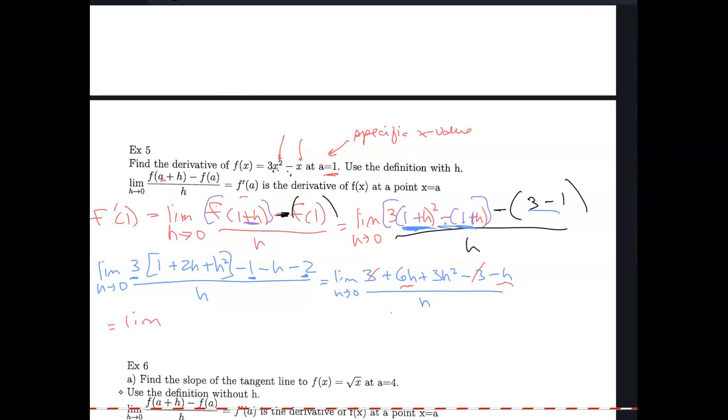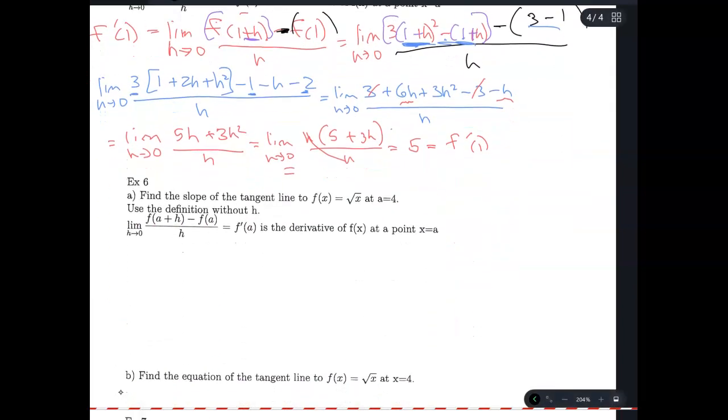So let's do that. Limit as h goes to 0. So I get 5h plus 3h squared all over h. And you know you have to factor an h out in order to cancel. So I get 5 plus 3h all over h. The h's cancel. Now you plug in h equals 0, so that gives you 5. So this is the slope of the tangent line at the point 1.